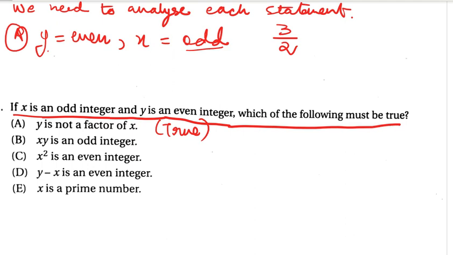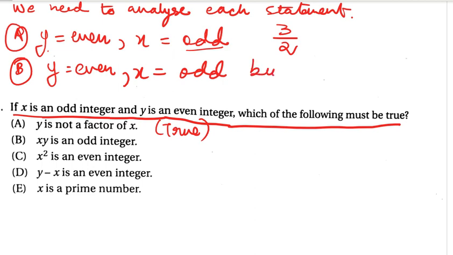Which of the following must be true? Okay, let's check. xy is an odd integer. Let's understand the B one. Y is even, x is odd. But if you multiply 2 and 3, since I've written even first, then odd, what are you going to get? You're going to get 6. So you're going to get an even. It's saying you're going to get an odd integer, so that is false.